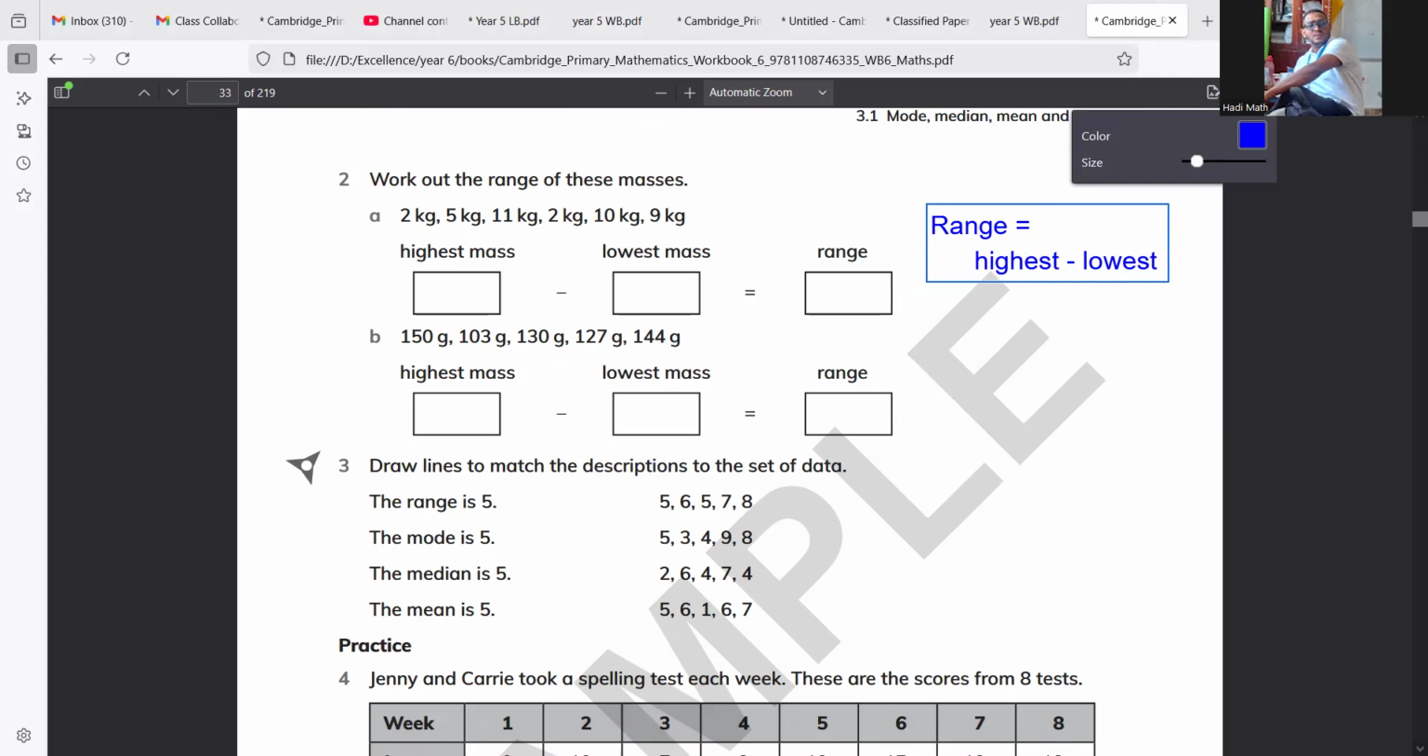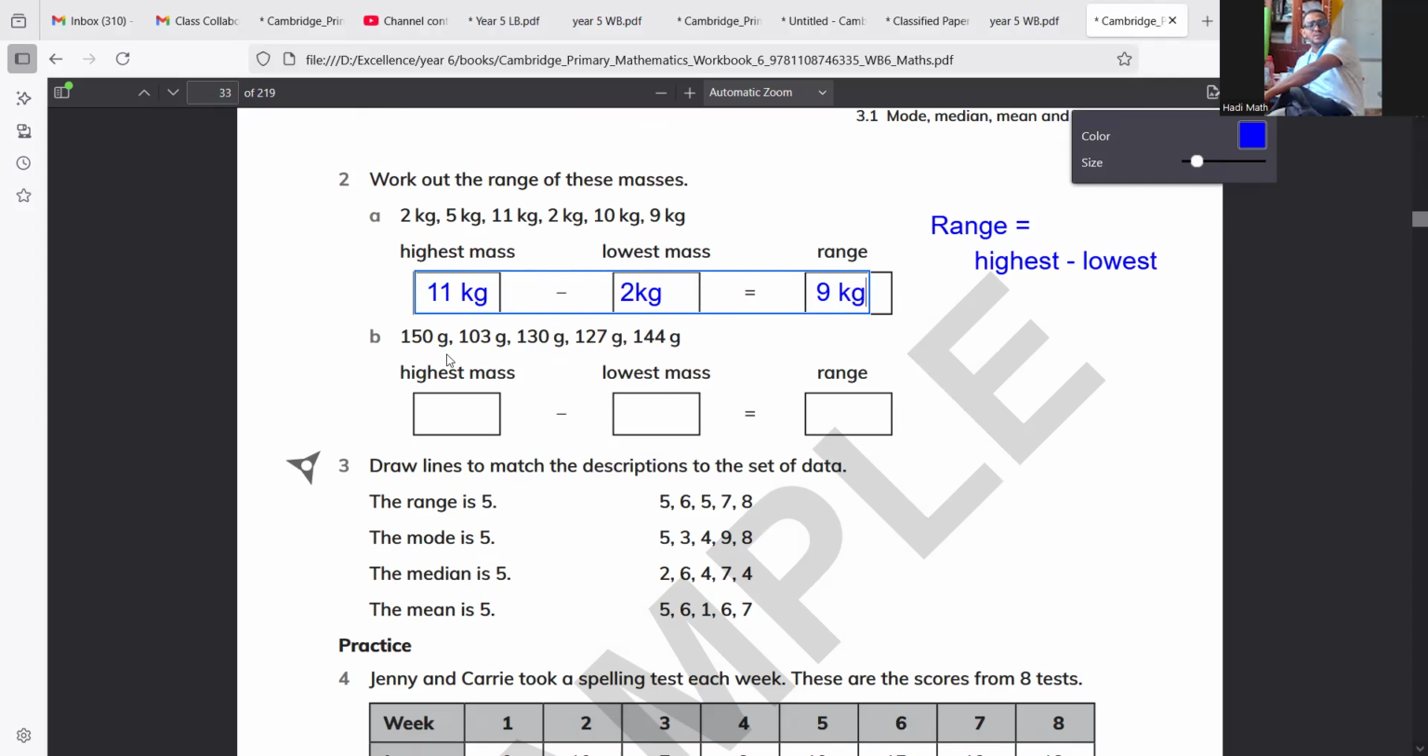When I ask you to find the range of these masses, you see which one is the highest. Look, 2 kilogram, 5 kilogram, 11 kilogram, 2 kilogram, 10 kilogram, 9 kilogram. The highest one is 11 kilogram. 11 kilogram minus the lowest one, the smallest one. The smallest one is 2 kilogram. And that is equal to 9 kilograms.